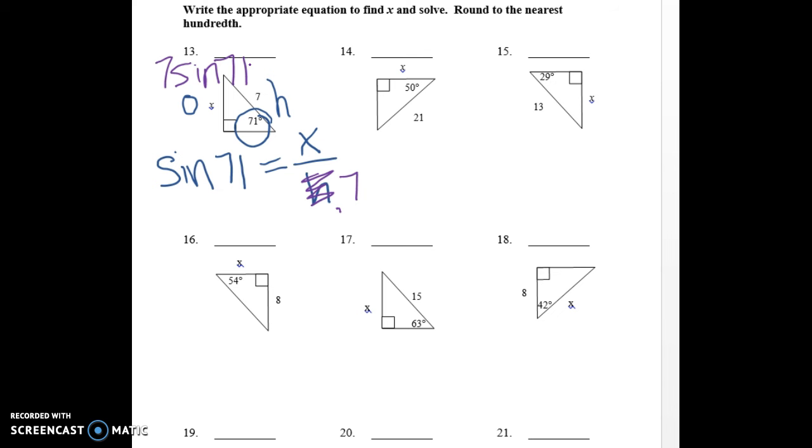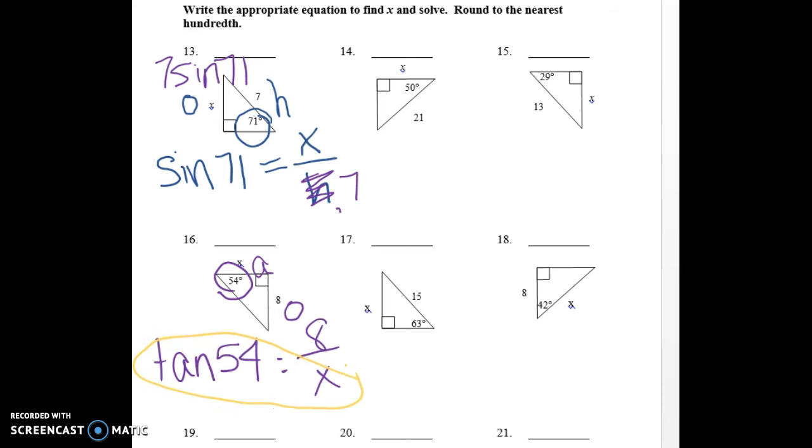Let's do number 16. So looking at number 16, again we focus on where the angle is, and we find the relationships. So across this relationship, that would be opposite and adjacent, and the OA comes from tangent, so we'll use tangent 54 equals 8 over x, opposite over adjacent. Now if your variable's on the bottom, you switch these two. So then your new equation is 8 over tangent 54, and you put that in the calculator.